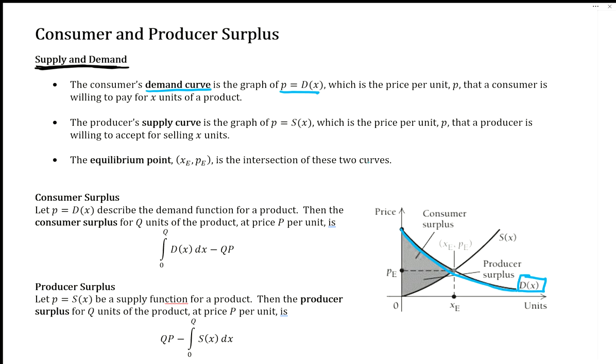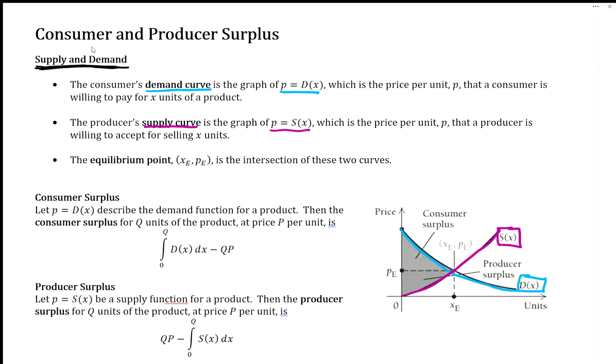A supply curve, let's do that one in purple, is the graph of P equals S of X, which is the price per unit P that a producer is willing to accept for selling X units. It's usually an increasing curve, so upward from left to right, right here.